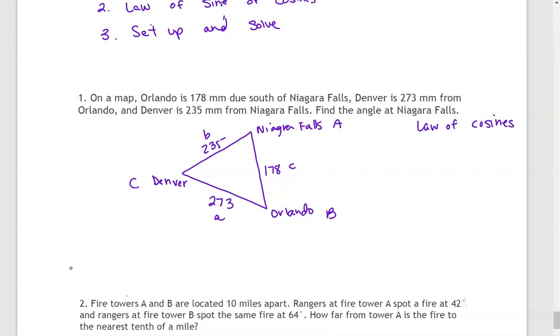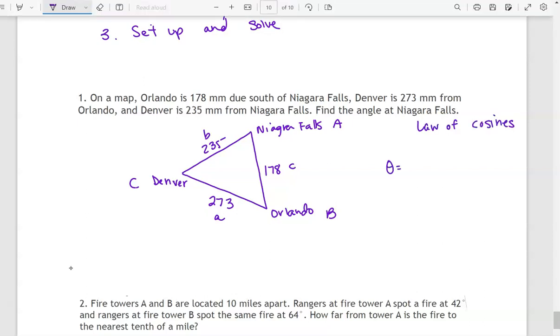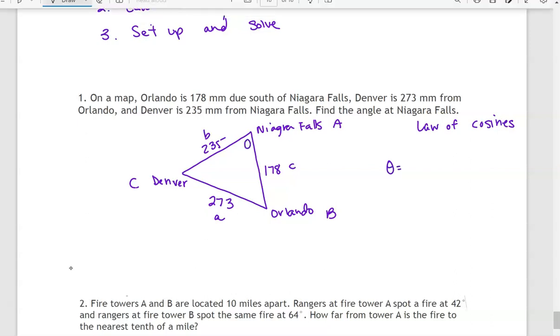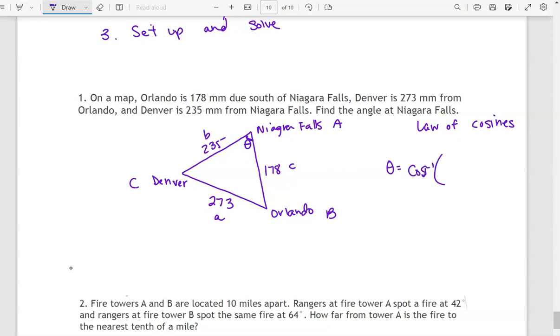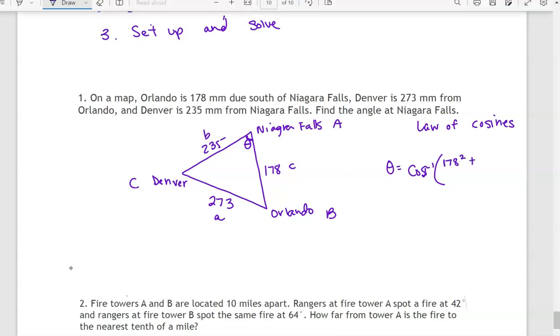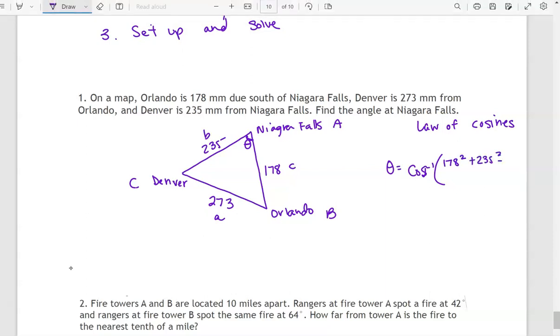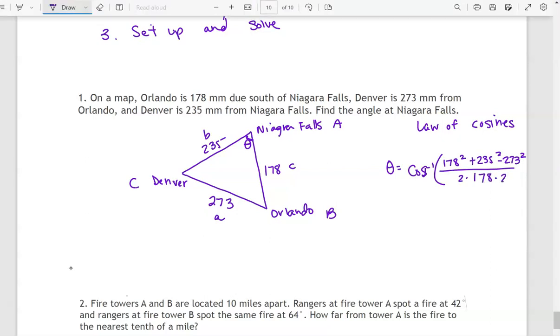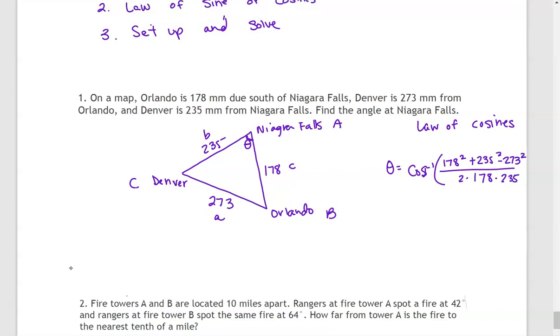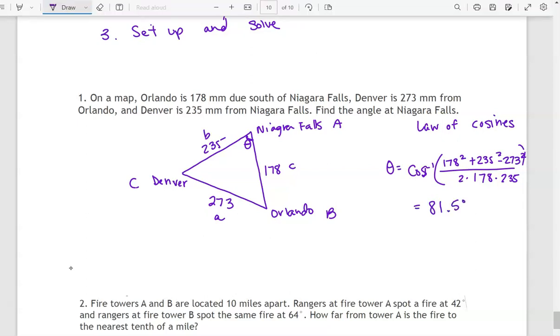So to find the angle of Niagara Falls, that angle right there, we're going to use cosine inverse. And it's going to be 178 squared plus 235 squared minus 273 squared over 2 times 178 times 235. All right, and then we'll type that into our calculator. Should get 81.5 degrees.